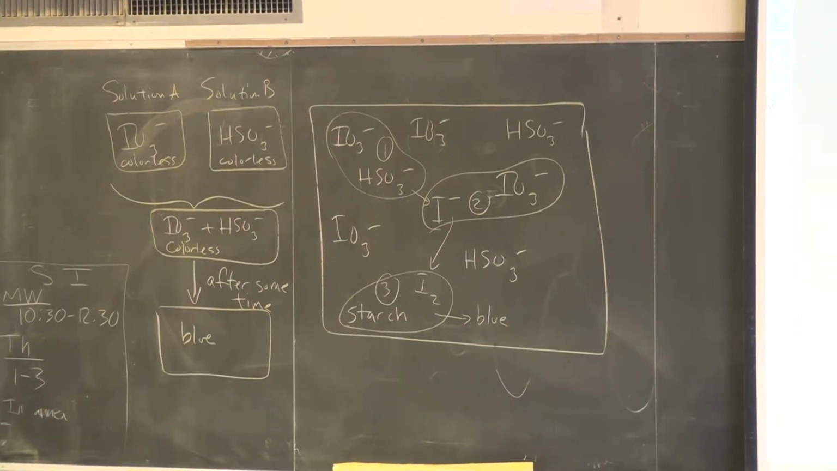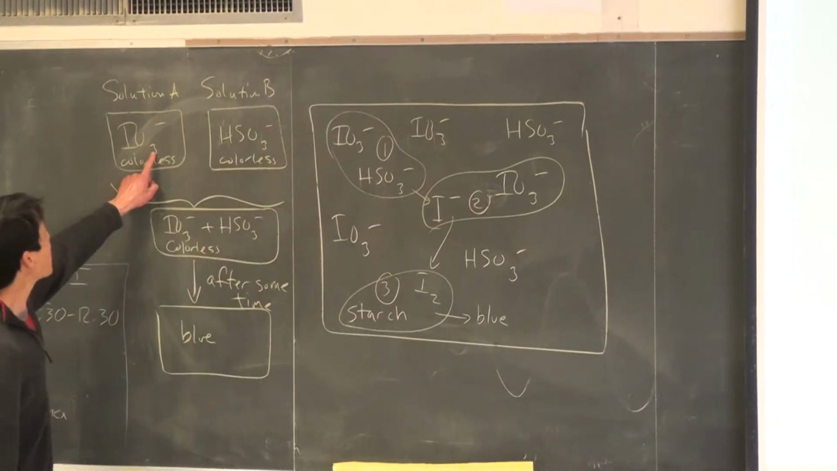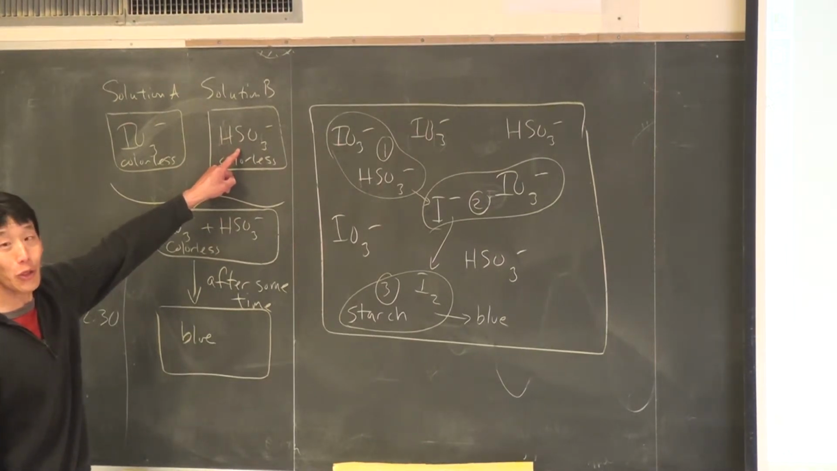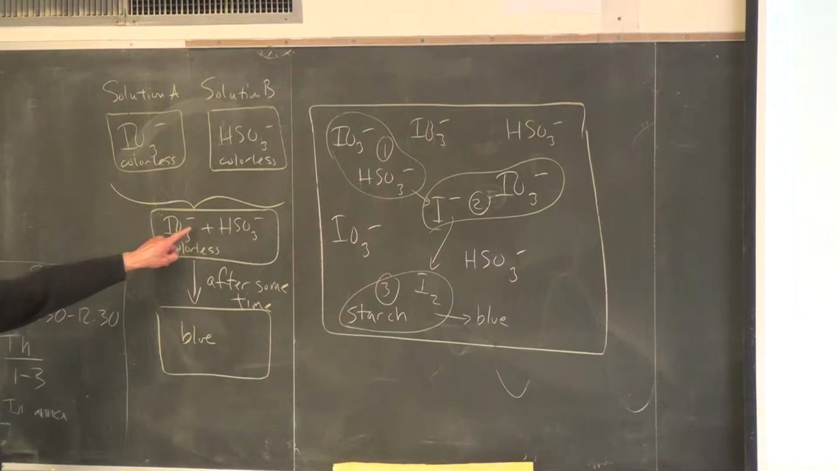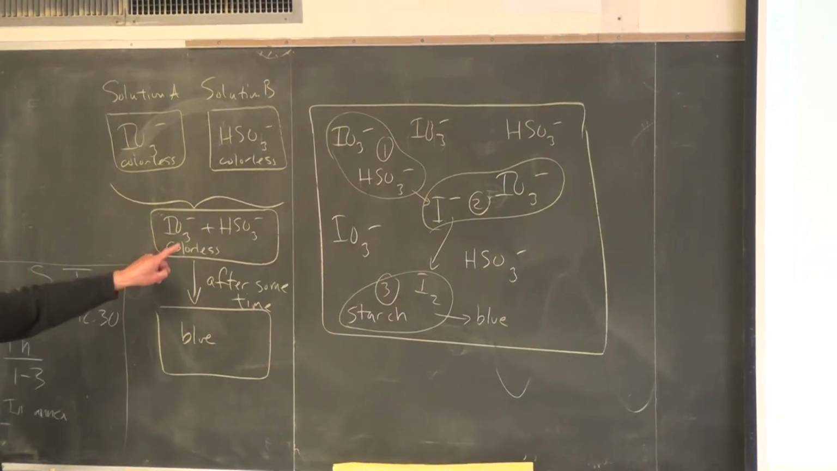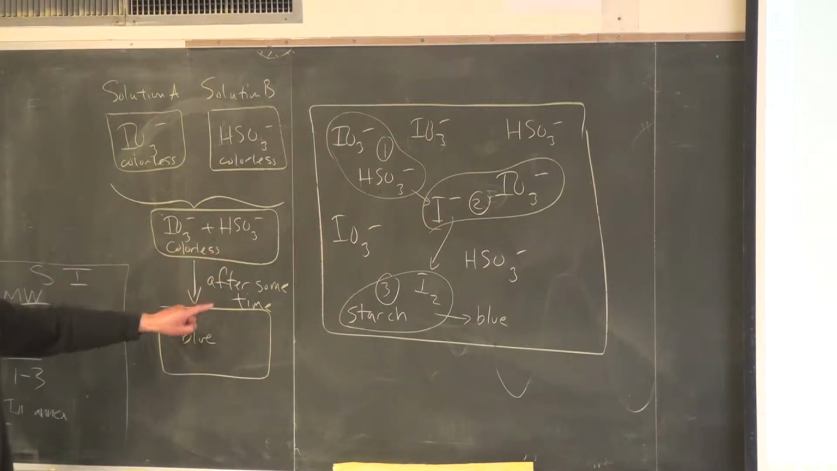Okay, so note again that when IO3 minus is mixed with HSO3 minus, these are two colorless solutions. When they're mixed together, the solution remains colorless. After some period of time, it will turn blue. Okay, so as soon as these two solutions are mixed together, it does not immediately turn blue. So it takes some time period for that solution to turn blue.